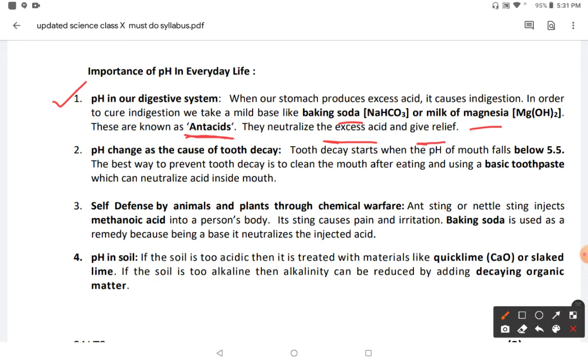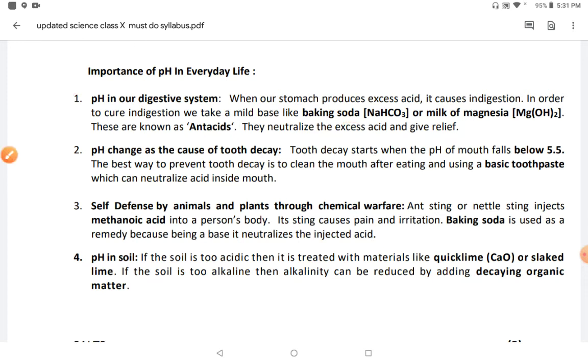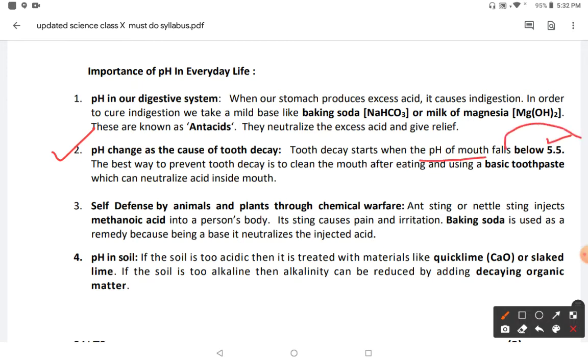So there is an importance of pH in our everyday life. The second is pH change as a cause of tooth decay. Tooth decay starts when the pH of the mouth falls below 5.5. This value is very important to remember. Below 5.5 shows tooth decay, and how can we prevent it? The best way is to clean the mouth after eating, or to use basic toothpaste which can neutralize the acid inside the mouth.